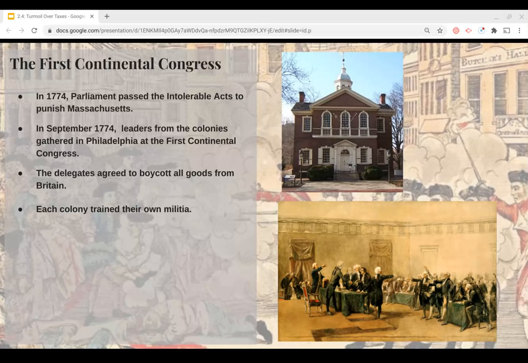The delegates agreed to boycott all goods from Britain, which would have been like trying to boycott everything from China today. It would be a really big deal, and if we boycotted China today, it would have a huge impact on their economy. And it was having a huge impact on the British economy whenever they decided to boycott Great Britain. In addition to this, each colony started training their own militia and basically readying themselves for war. Tensions were absolutely at an all-time high.